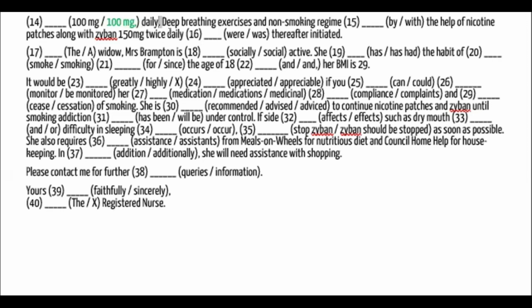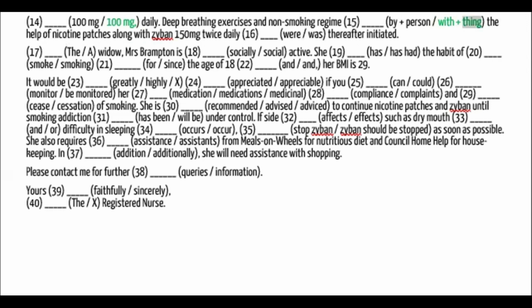Deep breathing exercises and non-smoking regime by, with the help of. With the help of nicotine. Remember, by a person. She was treated by Dr. Sam, and she was treated with metformin or medicines. So with a thing and by a person. So here, of course, with is the correct one. The help of nicotine patches along with the Zyban. Here also a comma is required. Twice daily.